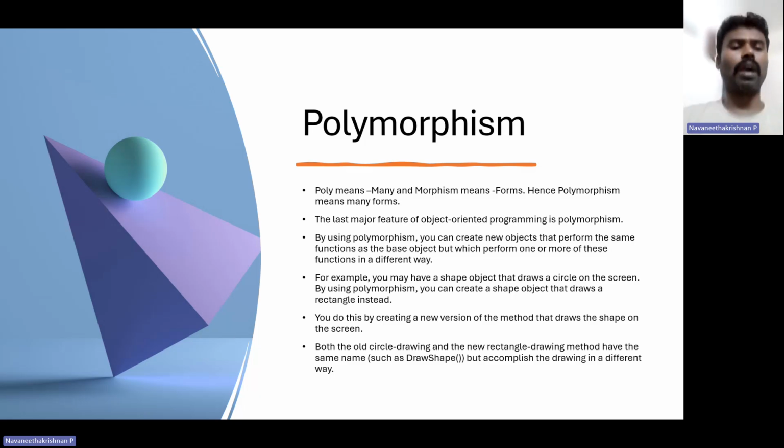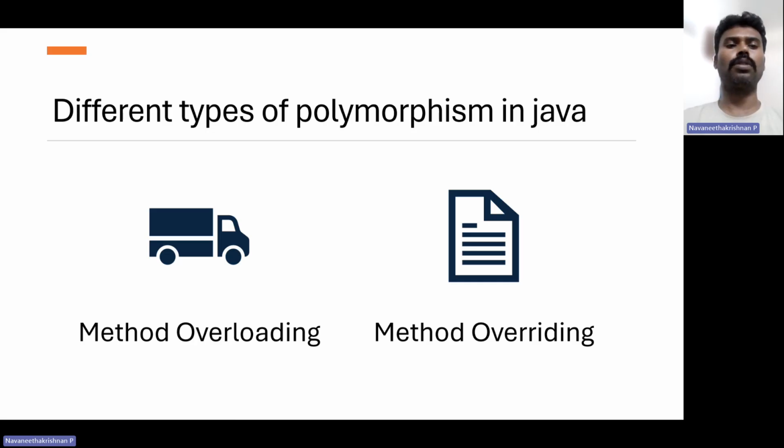For this we have two approaches, by which we achieve polymorphism. One is method overloading and the other is method overriding. Let's see each in detail. Now let's understand what method overloading is all about. A method does some certain functionality, and now we are overloading the same method.